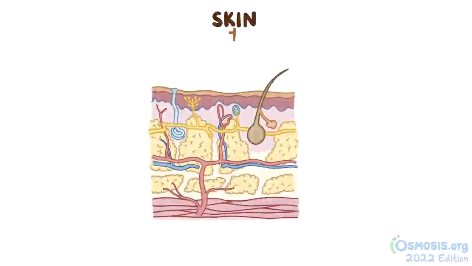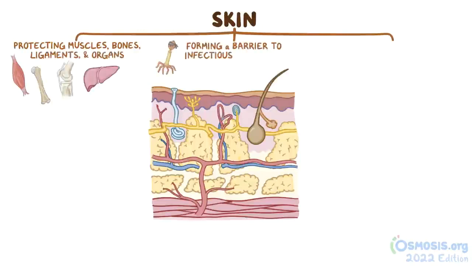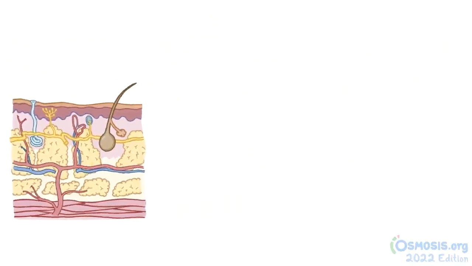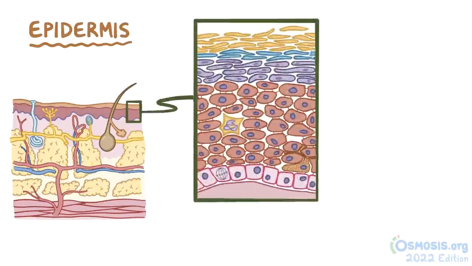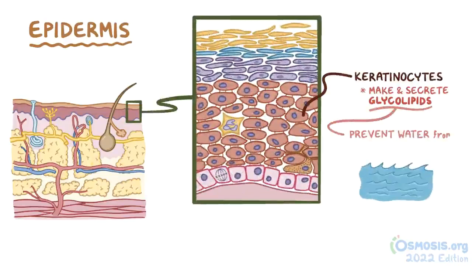The skin plays an important role in protecting underlying muscles, bones, ligaments, and internal organs, forming a barrier to infectious pathogens and preventing water loss from the body. Now, the skin is divided into 3 layers: the epidermis, dermis, and hypodermis. The epidermis forms the thin outermost layer of skin, and it's made up of several layers of keratinocytes, which make and secrete glycolipids, which help to prevent water from easily seeping into and out of the body.